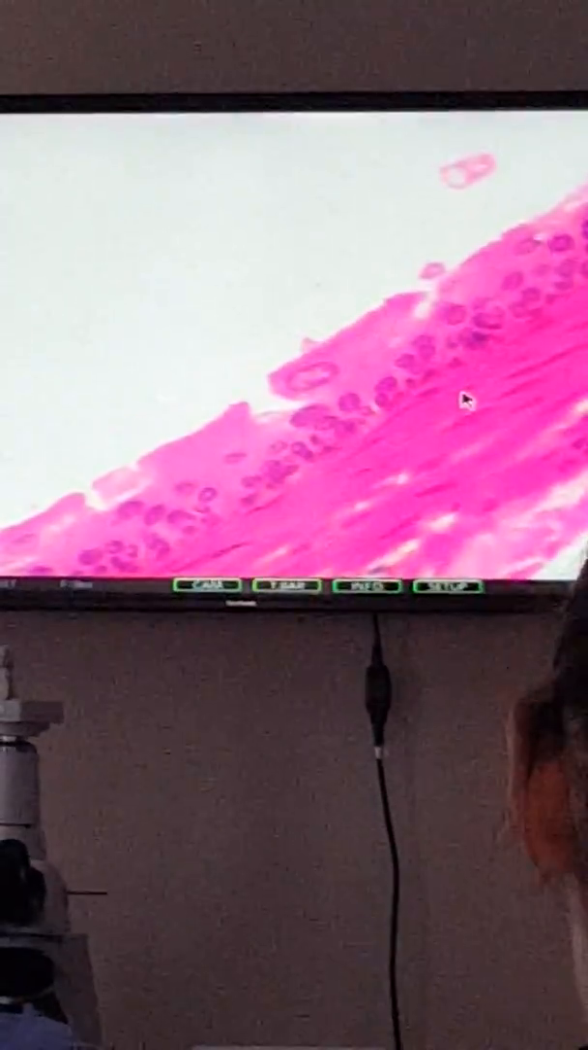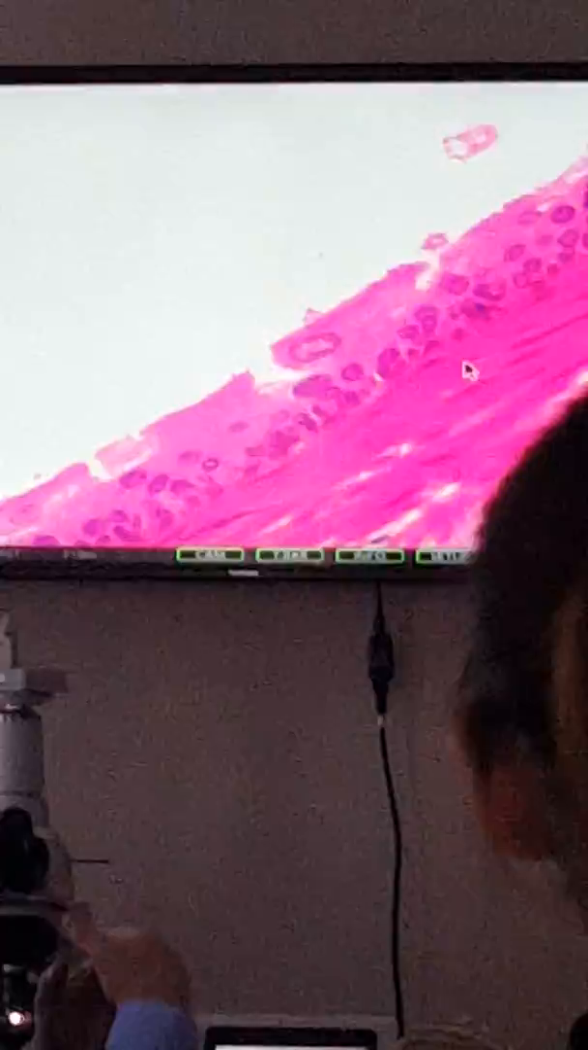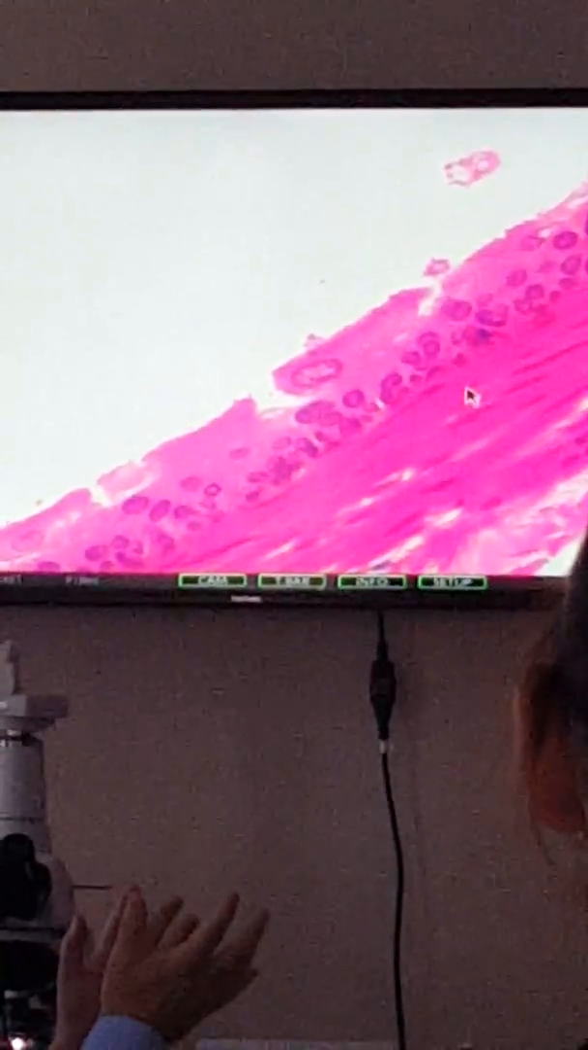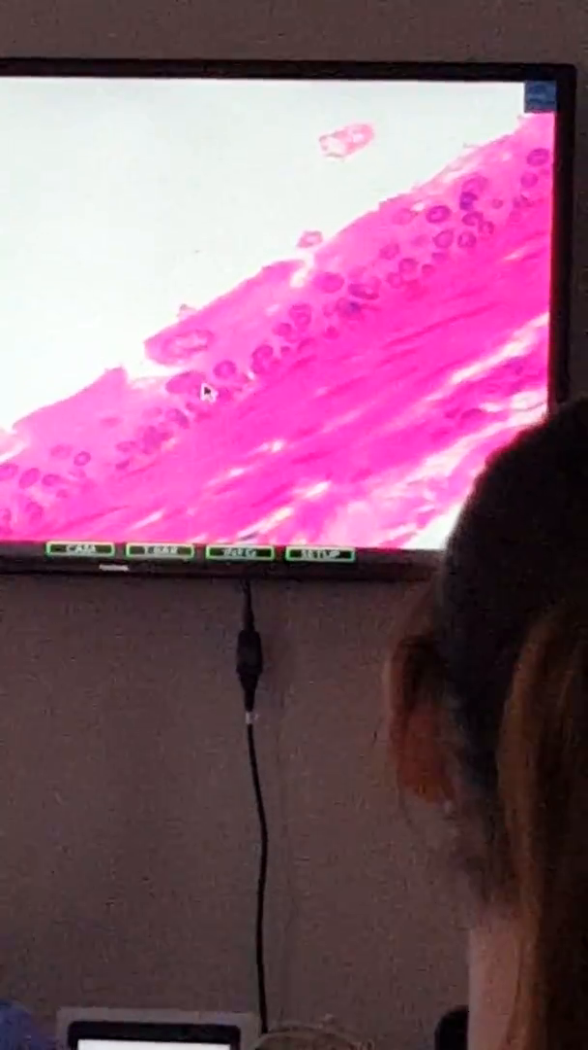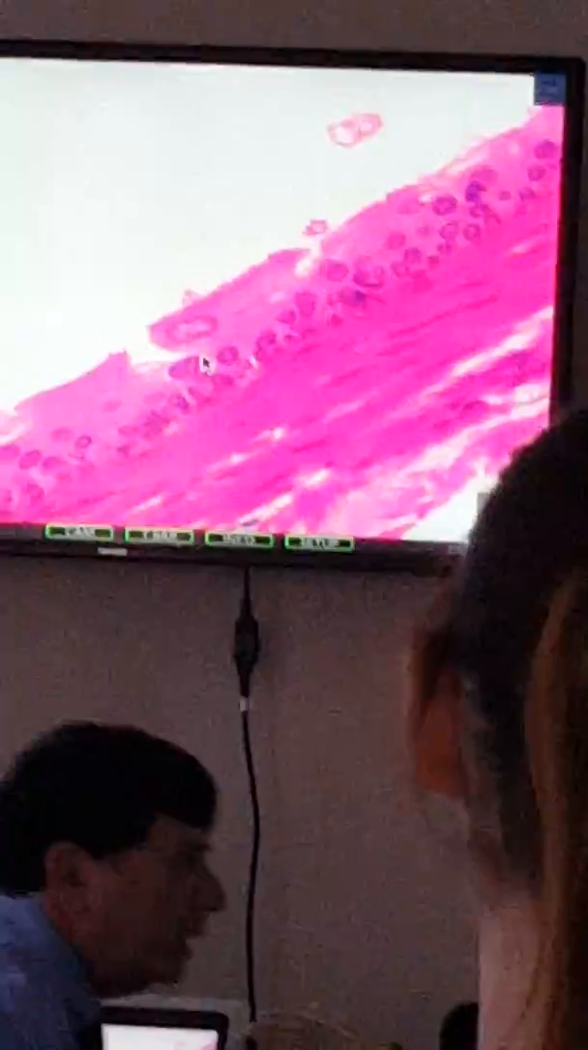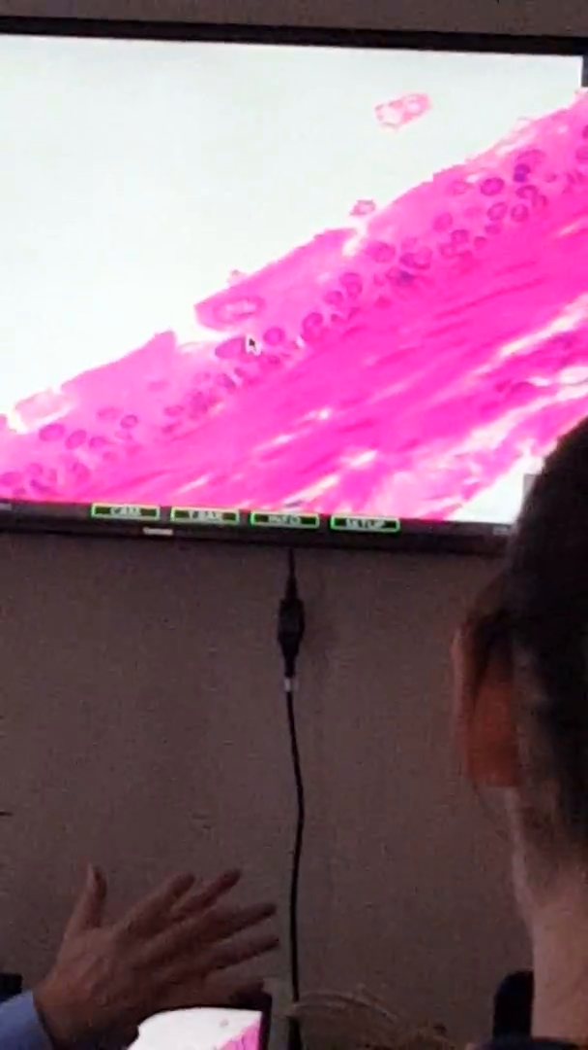Remember, transitional is the type of epithelium that, as for instance this minor calyx fills with filtrate, which now becomes known as urine, as it stretches out, then the number of layers here decreases. So transitional tends to line structures or organs that are distensible, that can be stretched.